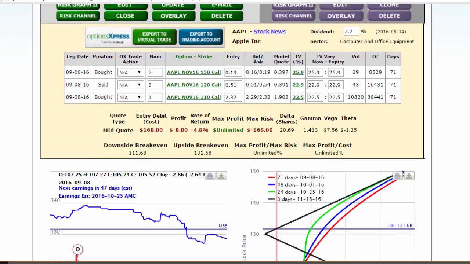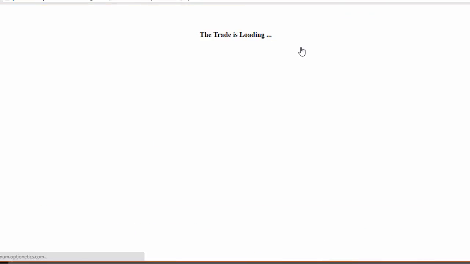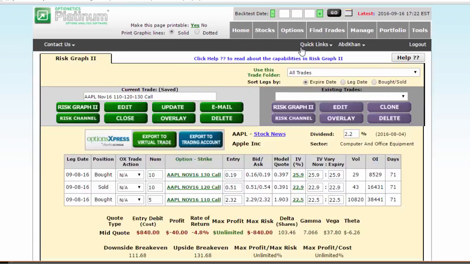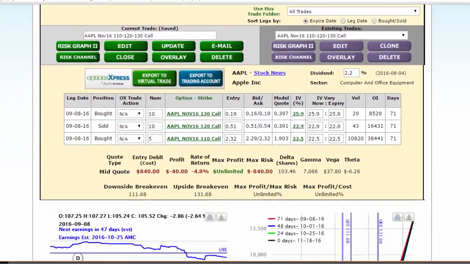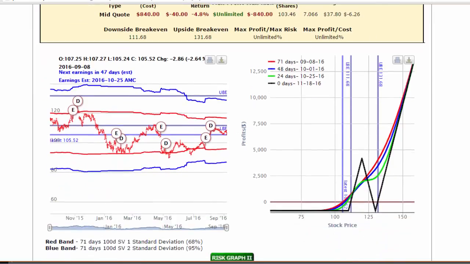Now if I show you this trade today, I'm going to go in and look at this trade in the actual trading platform, see how many contracts I purchased, and let's look at the result of that trade. So I actually bought 5 of those positions at $168 each, and I spent a total of $840. That's a risk graph down here.